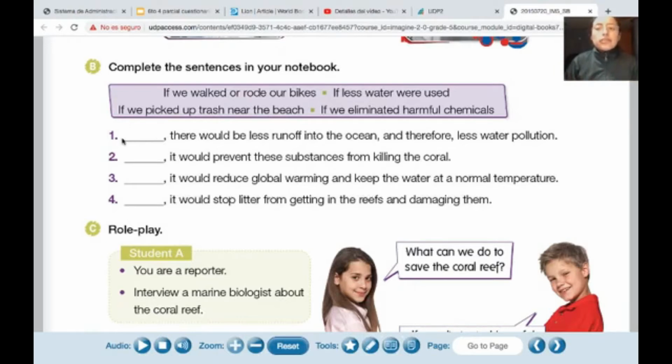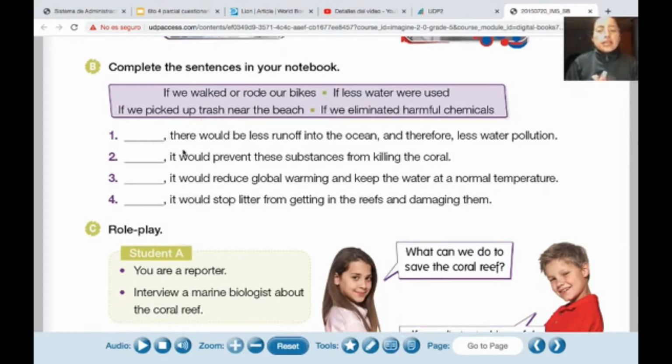Okay, pay attention. Number 1, number 2, number 3, and number 4. In this case, we are going to use the second conditional. Remember, in the second conditional, in the sentence with the clause if, you have to use the past simple. And in the second part, after the comma, you have to use the modal verb would.